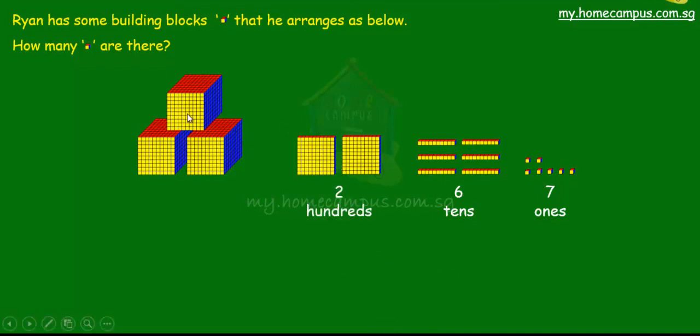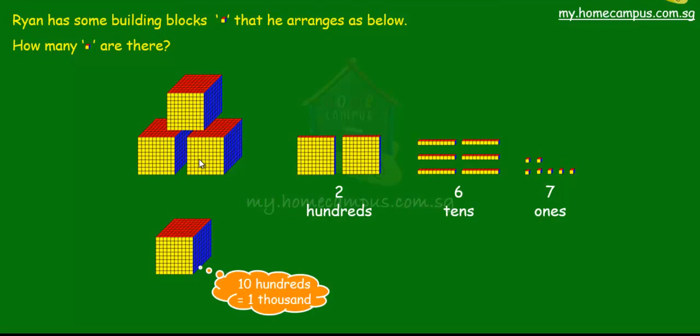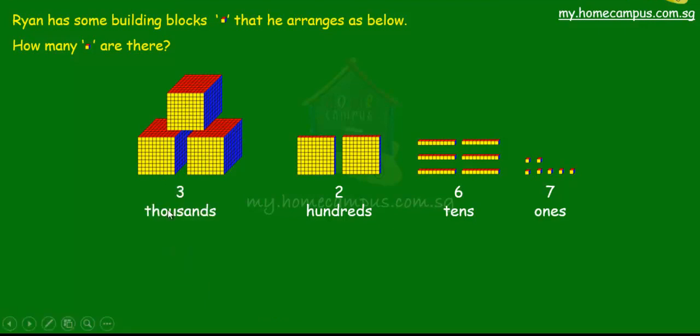Alright, next we move on to this group of blocks here, and we see that he has arranged these hundreds together to form a single big block. So let's see how many of these hundreds there are in each of these big blocks. Okay, so there's 1, 2, 3, 4, 5, 6, 7, 8, 9, 10. When these 10 hundreds are stacked together, they form 1,000. So there are 1, 2 and 3 thousands in our case. So we write that down, there are 3 thousands.